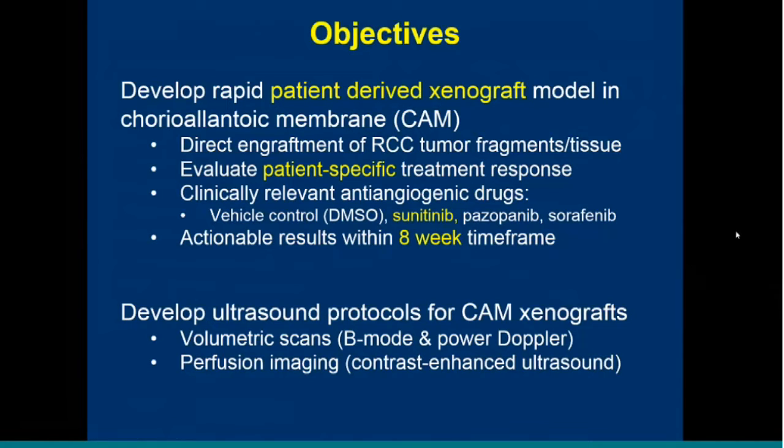Now, scanning tumors that are engrafted into the CAM with ultrasound is a relatively unexplored area of research, so we also needed to develop ultrasound protocols specifically for CAM xenografts. We were interested in developing volumetric scans with B-mode to get high-quality anatomical details, as well as power Doppler ultrasound to measure the feeding arterioles surrounding the tumor. We also wanted to know what was happening at the capillary level, and for that we rely on perfusion imaging using contrast-enhanced ultrasound.